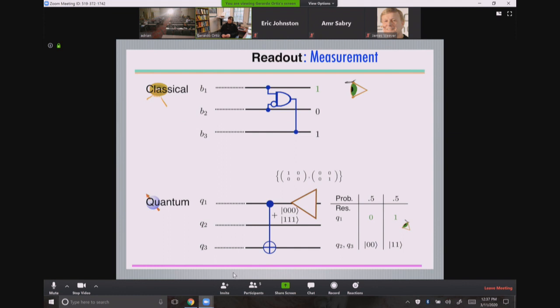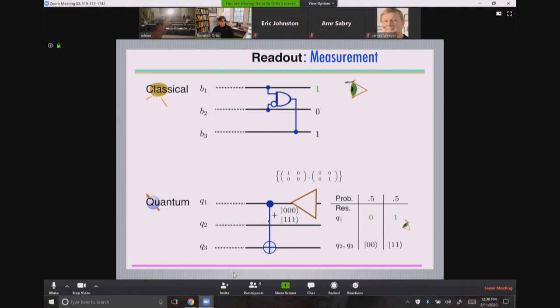Quantum mechanically, the measurement is a very, very important part of the physical process, okay? Because despite the fact that you can have a linear superposition, when you measure this qubit at the very end, you are not going to measure this quantum superposition, but you will still measure 0 or 1 at the very end with a certain probability.